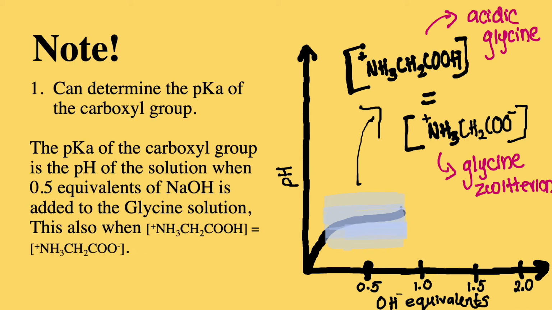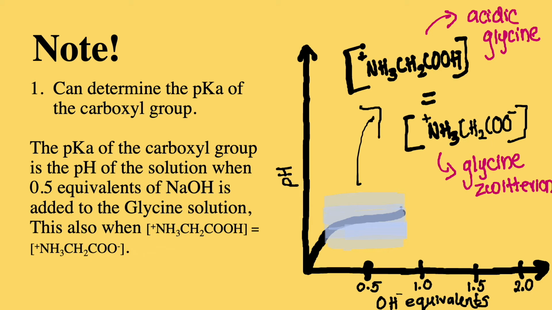There are two important things to note here. Firstly, this is the point at which we can determine the pKa of the carboxyl group. The pH at which the concentrations of the protonated glycine and its Zwitter ion are equal is the pH at which you can determine the pKa of the carboxyl group.